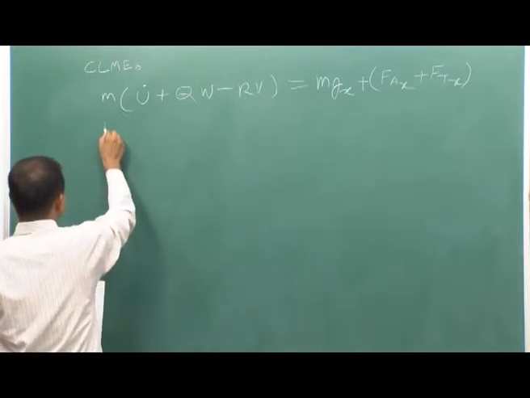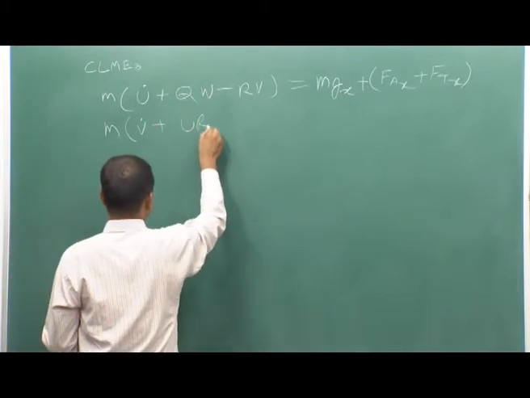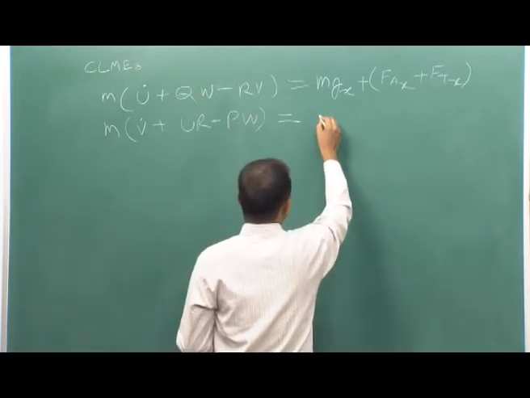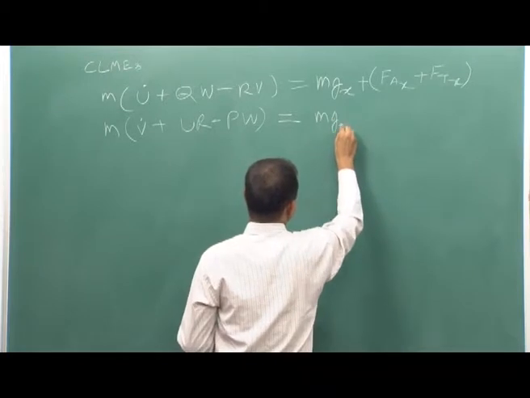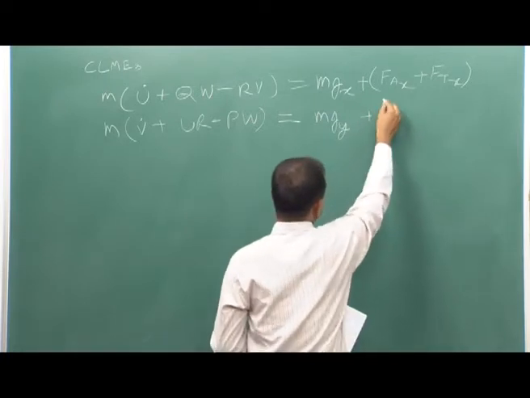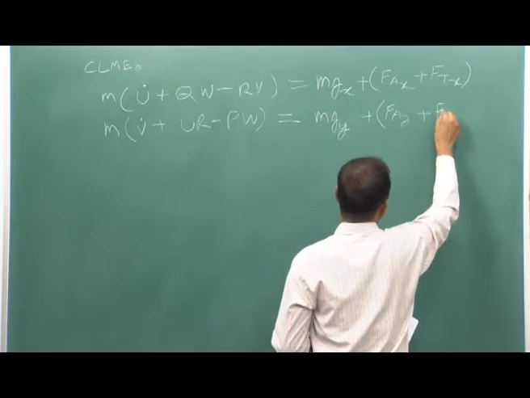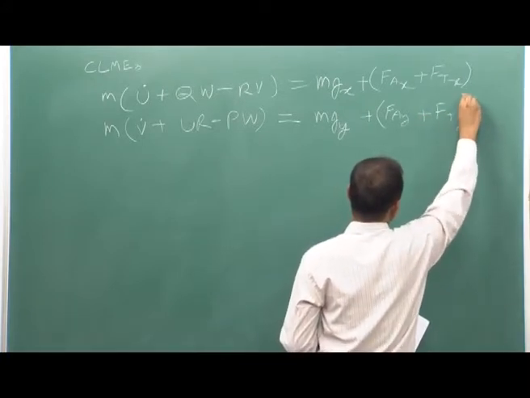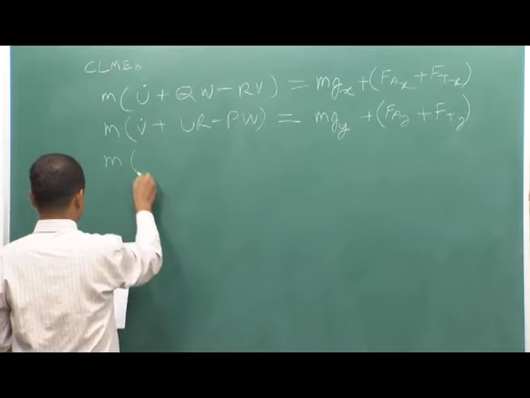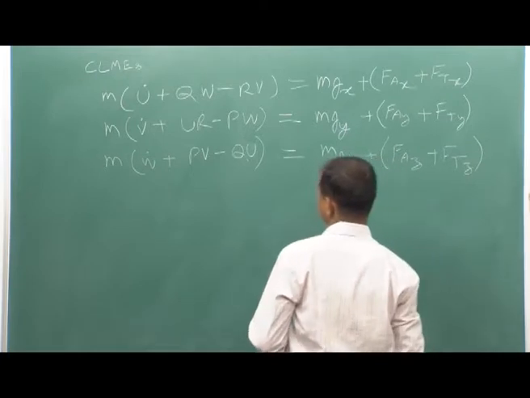The second equation, m v dot plus u r minus p w equals the gravity force in y direction plus aerodynamic force in y direction plus thrust force in y direction. And the third equation, m w dot, and so on, plus thrust force in z direction.